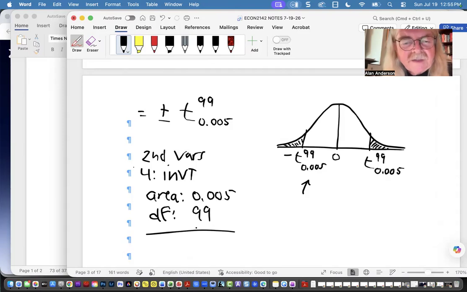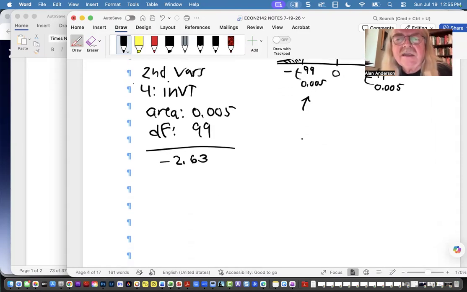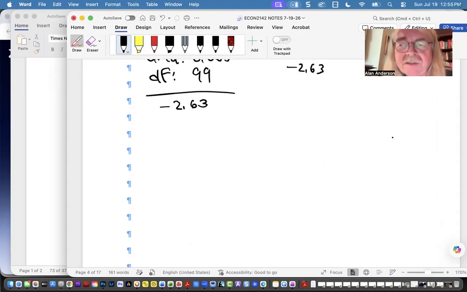Okay, negative 2.63, let's say. Round it off a little bit. All right, so now that, of course, means this lower critical value is negative 2.63. The upper one is positive 2.63. And that defines the boundaries of our rejection region.